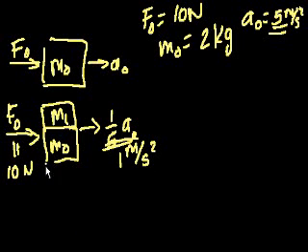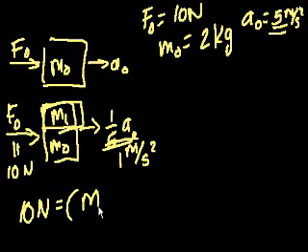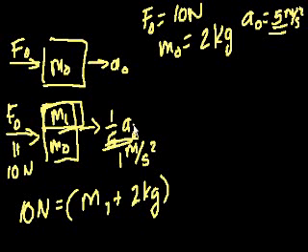And then we could solve for what the new mass is. Well, how would we do that? Well, we have force, which is 10 newtons, is equal to the sum of the masses, so m1 plus m sub 0, but m sub 0 we already learned is 2 kilograms, times the acceleration, times 1/5 a sub 0, which is 1 meter per second squared.